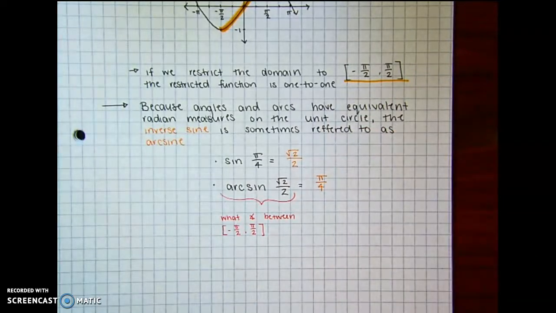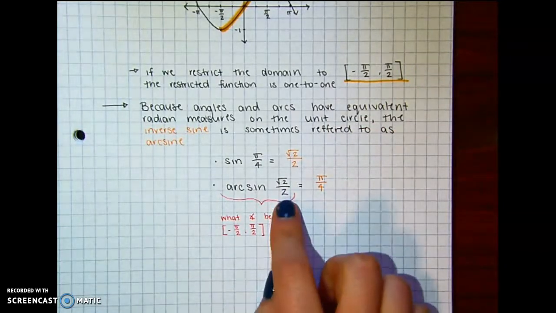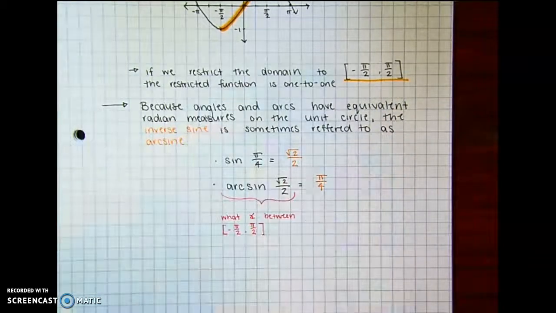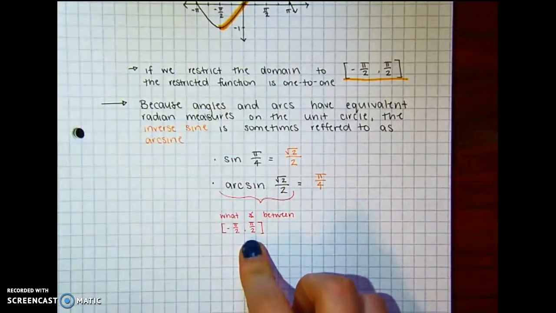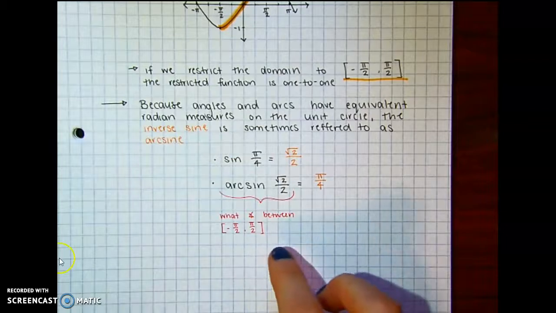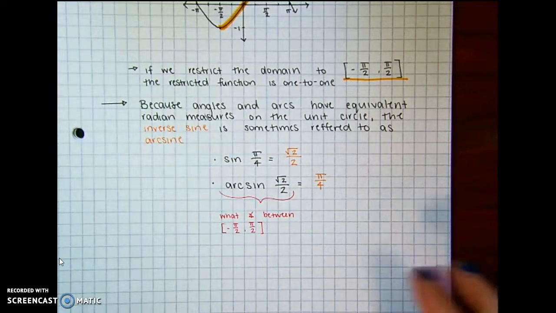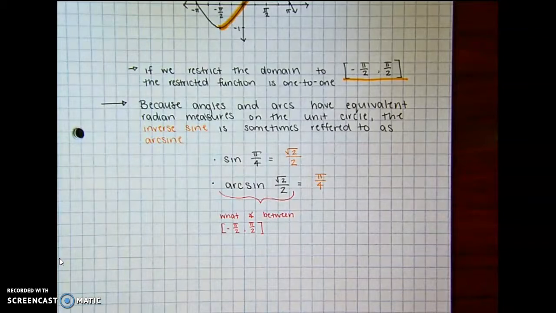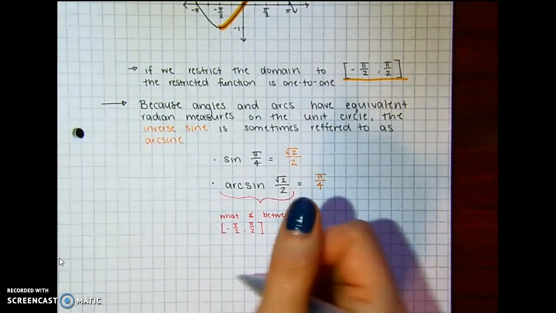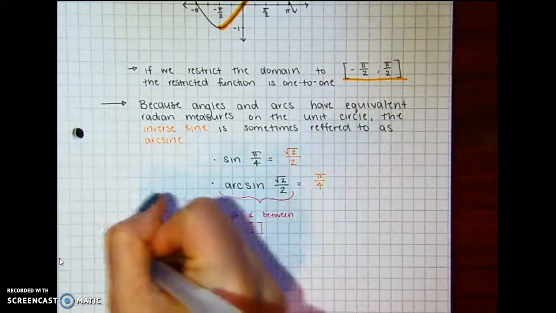Okay. So it can't be anywhere where there's positive root 2 over 2 because there's two spots, remember, quadrant 1 and quadrant 2. It depends on the domain restriction for inverse. Now, it's similar for cosine and tangent, but not exactly the same. You do need to know all of them.